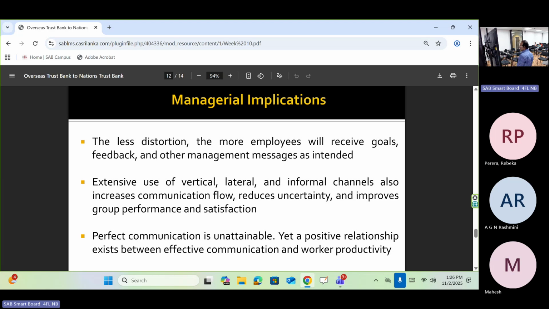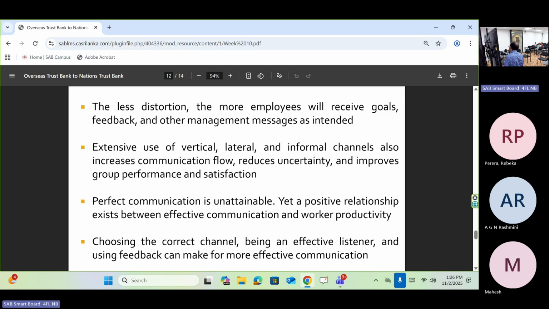Then second implication says that high use of vertical, lateral, informal channels increases communication flow, reduces uncertainty level, and improves individual and group performance and their satisfaction. Therefore, different channels should be used as much as possible. But this is also important. Perfect communication is unattainable. But we can improve the effectiveness of that. There's a strong relationship between the effectiveness of communication and the positive results in the workplace.